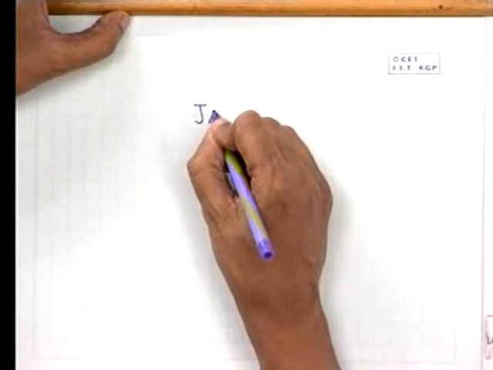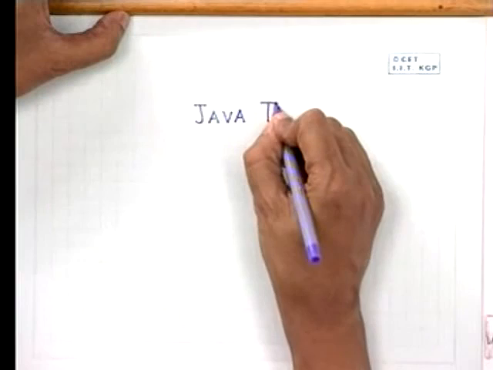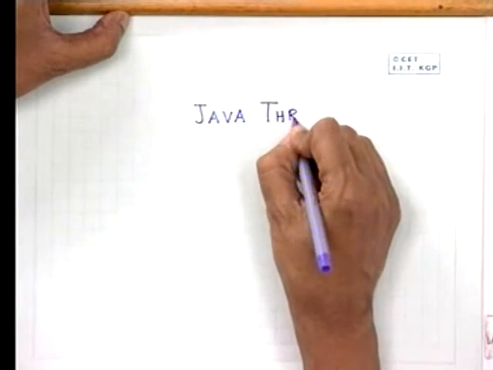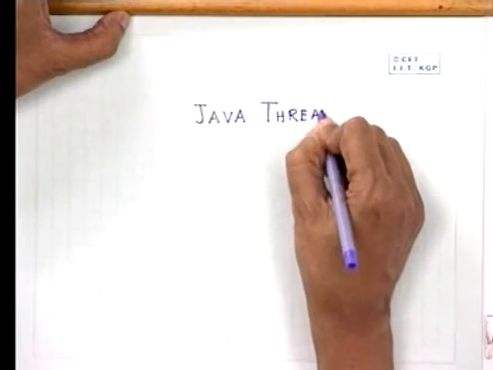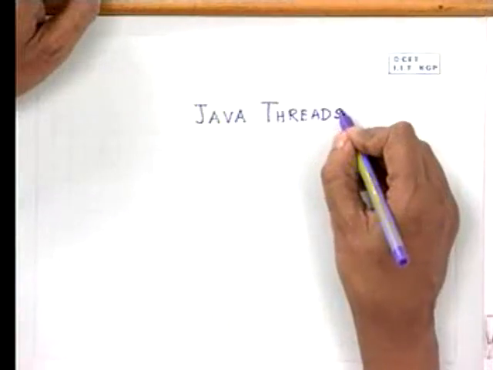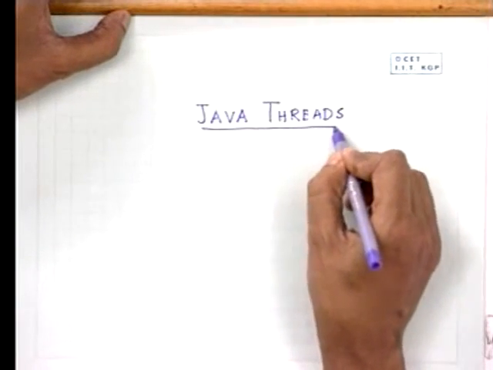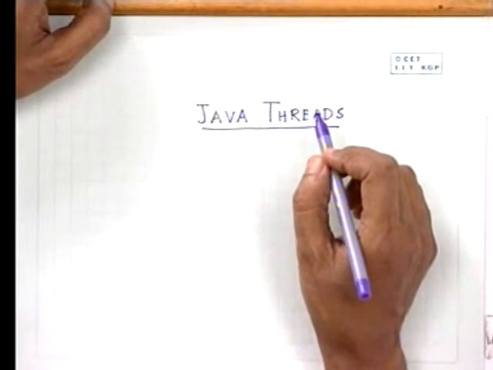Well, in the last lecture, we talked about Java threads, and we have seen how threads can help in supporting parallel execution of some tasks. Now, in this lecture, we'll concentrate on the implementation of client server communication with the help of Java.